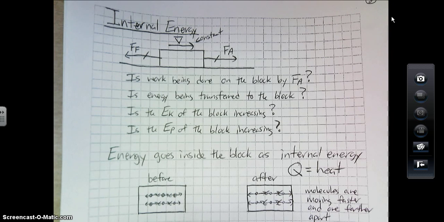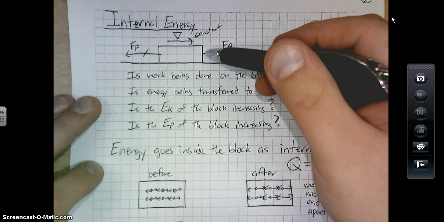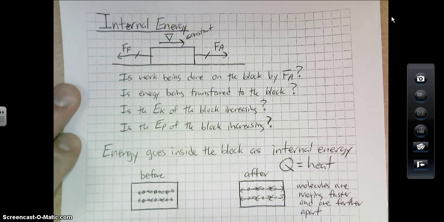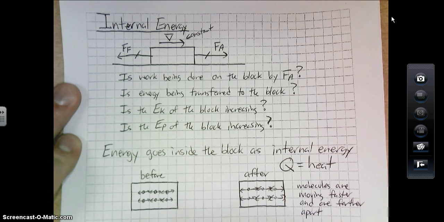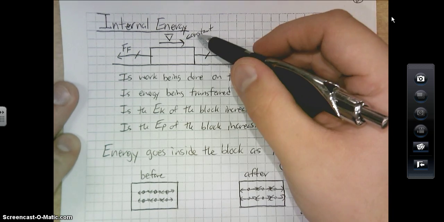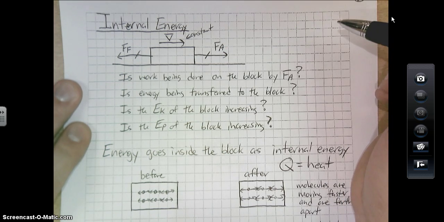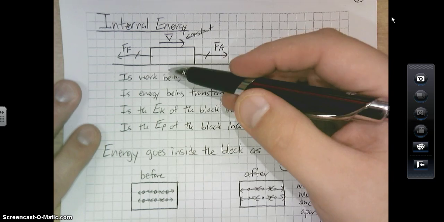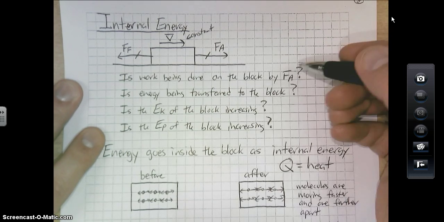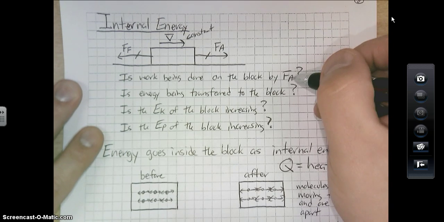All right, let's talk about internal energy and temperature. In terms of internal energy, I'm going to give you a situation here since we've talked about forces and work and energy. If we look at a box being pushed across a surface at a constant velocity, we know that the applied force and the friction force are equal to each other.